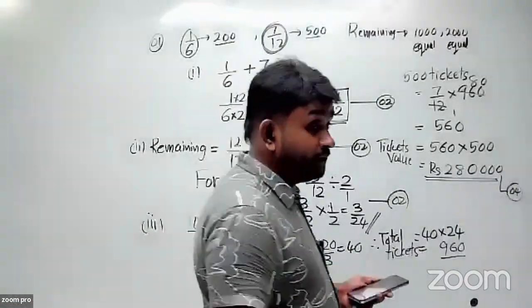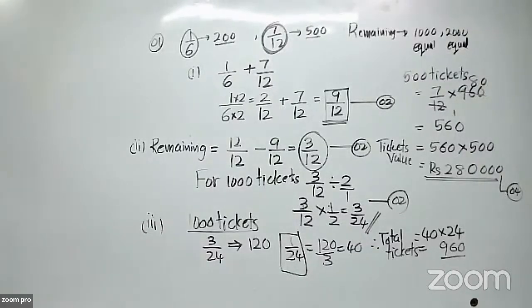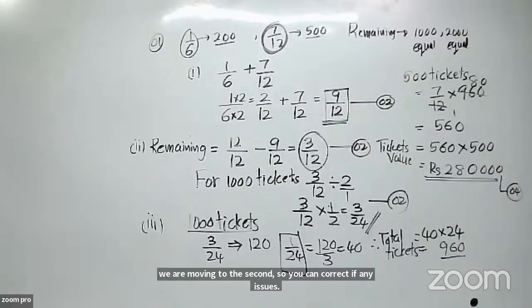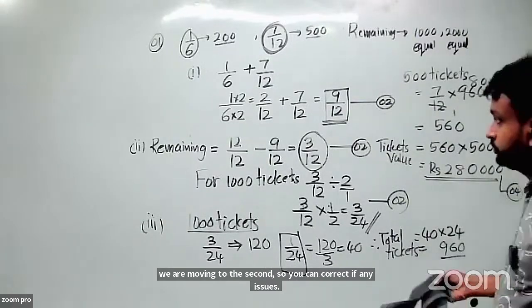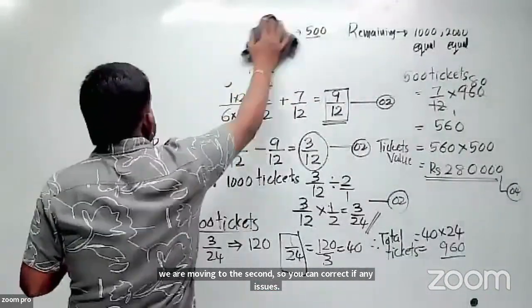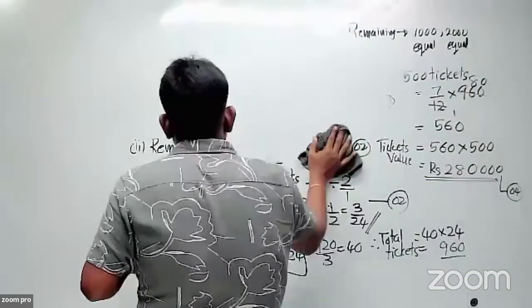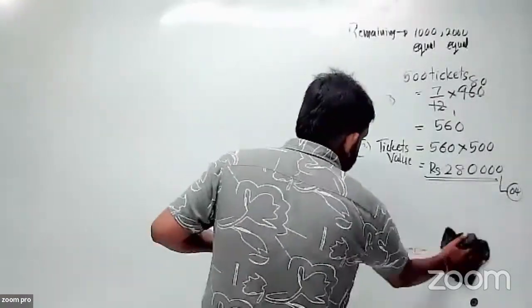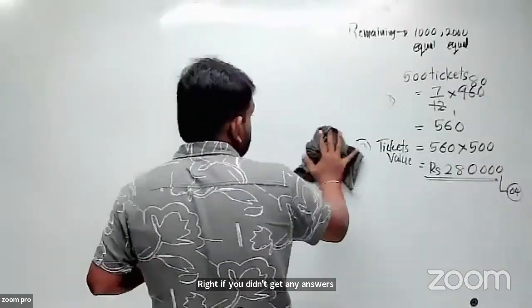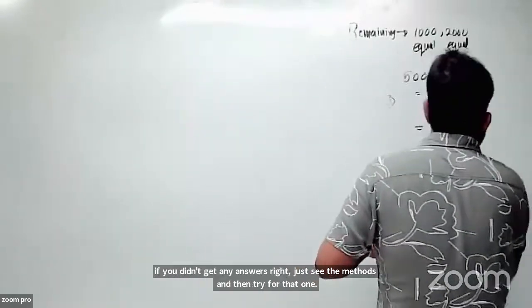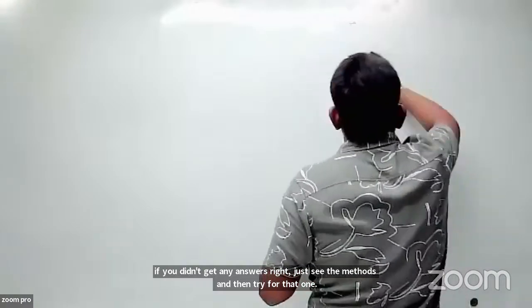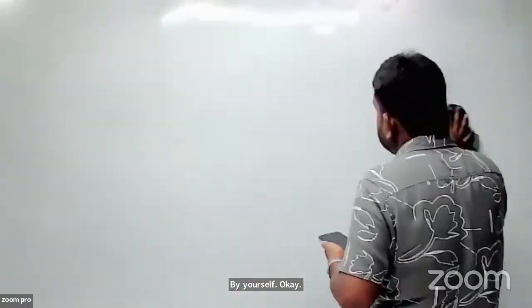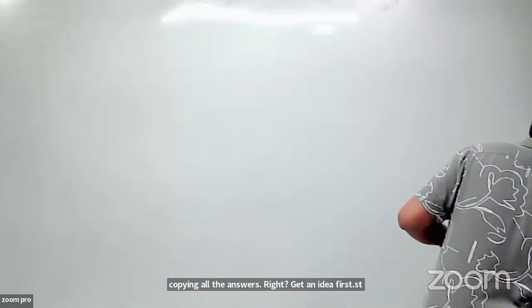Now we are moving to the second question. You can correct any issues. If you didn't get any answers, just see the methods and then try for that one by yourself. Without copying all the answers, get an idea first and then try by yourself.